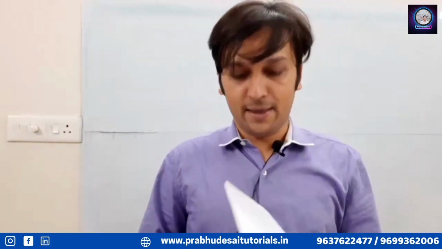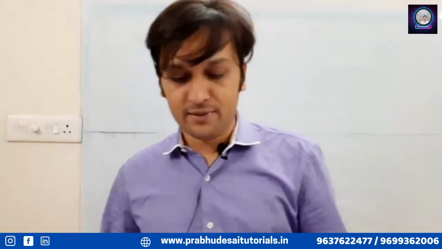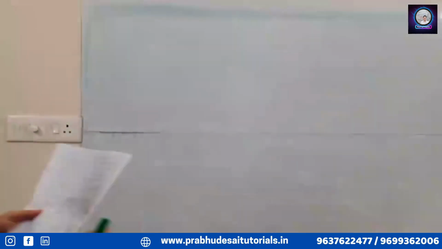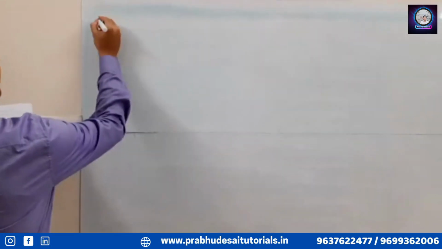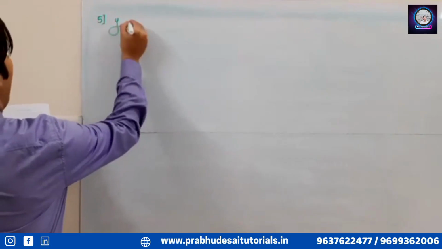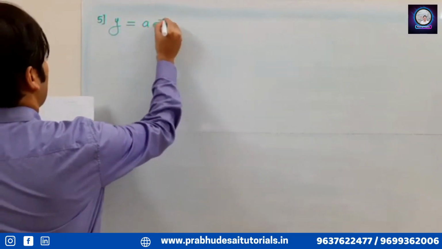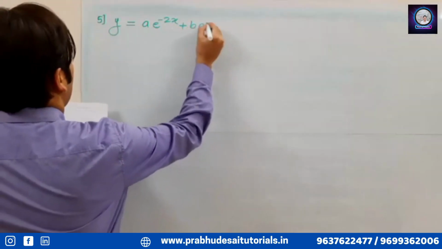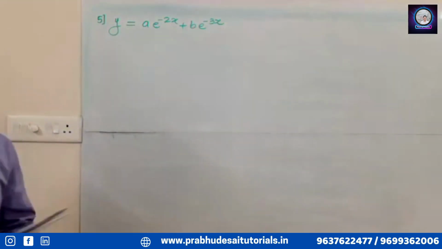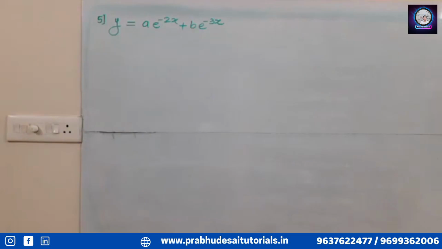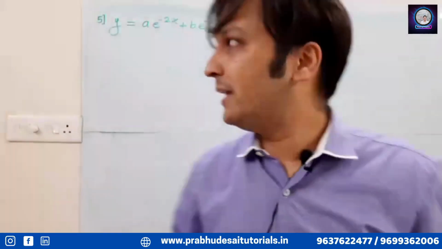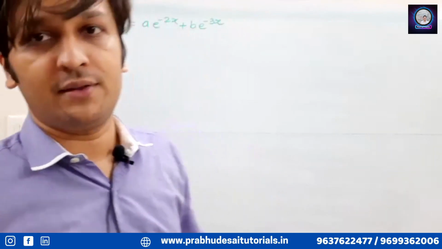So next example, we did 4 examples. Let us move to the 5th one. Concentrate now. Number 5 is y is equal to a e raised to minus 2x plus b e raised to minus 3x. Just check how to do this example. Nothing difficult. Concentrate now.